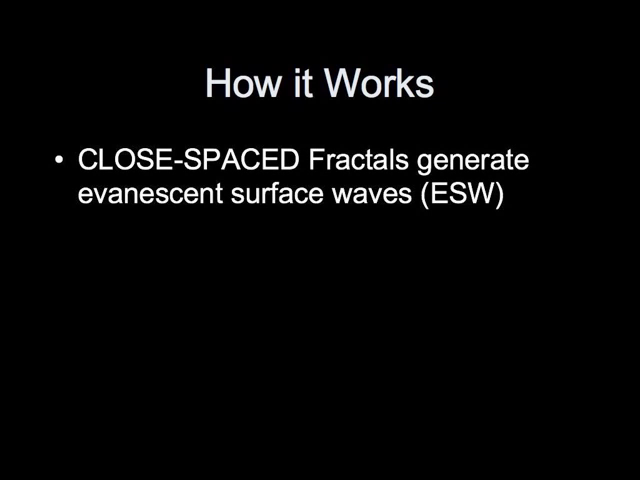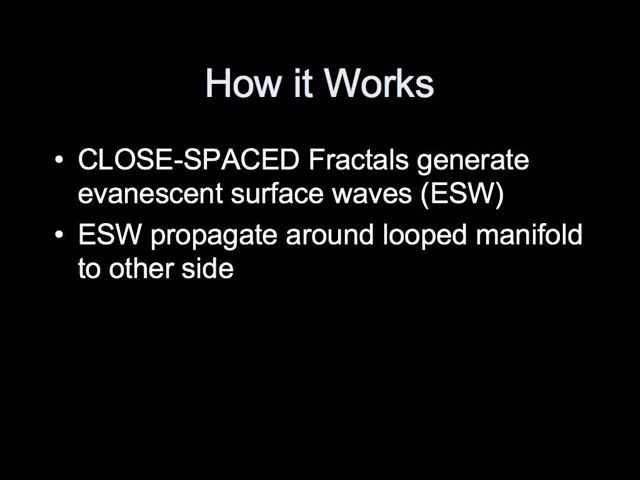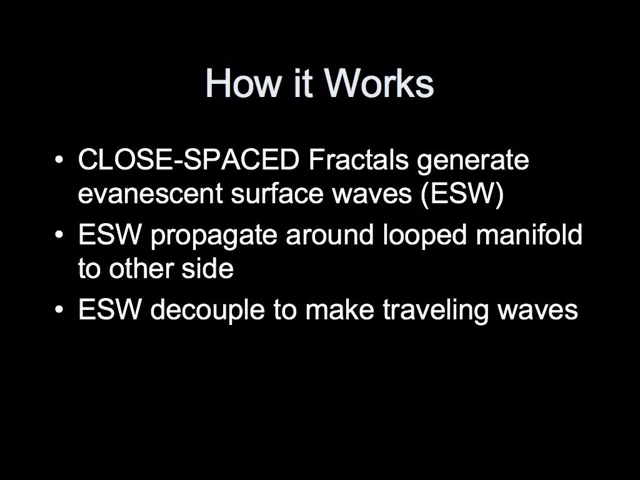Put simply, we generate substantial front scatter by using our patented fractal metamaterials to make a looped manifold that covers a metal wall. Fractal metamaterials generate evanescent surface waves which travel along the fractal metamaterial manifold and around the wall to the other side, and then decouple to a traveling wave. We don't go through the wall, but around it. The physics is well known, but this clever application makes for fascinating results and a new field of applied science.